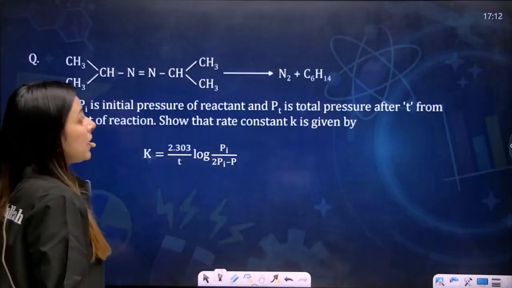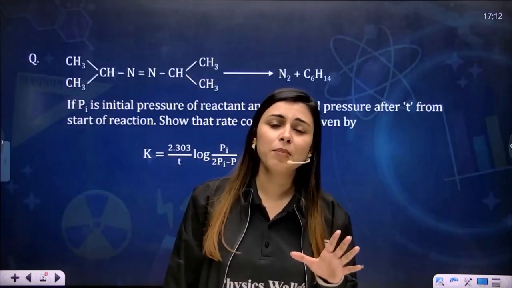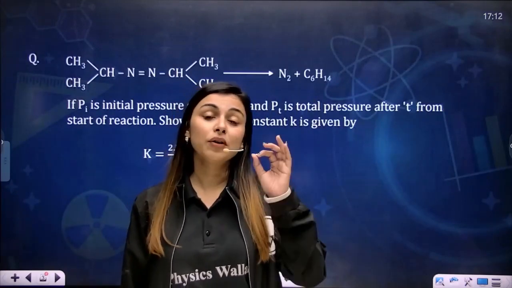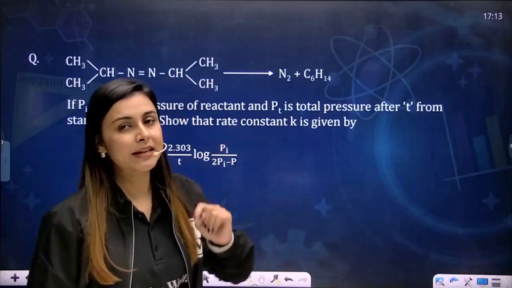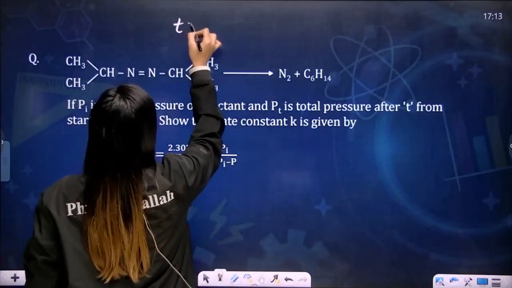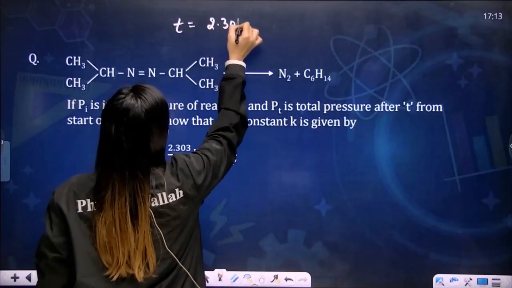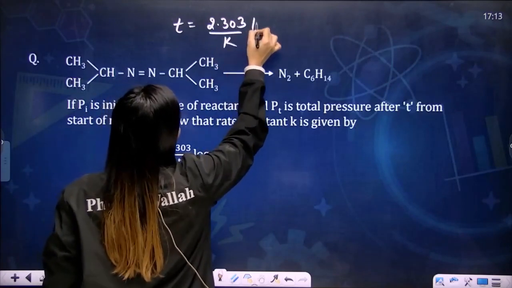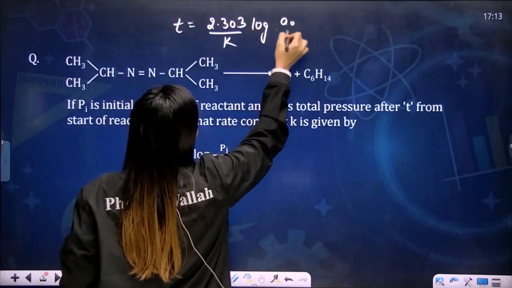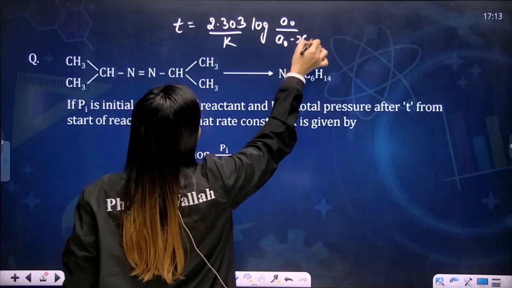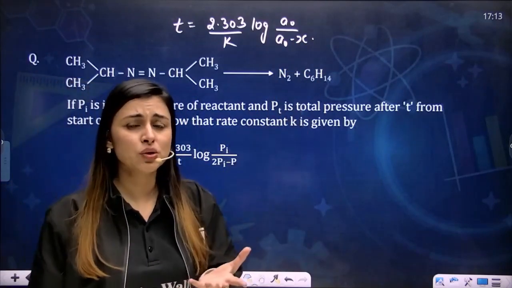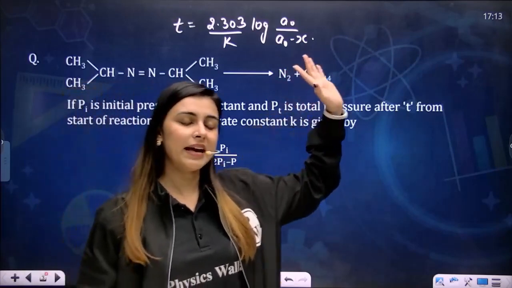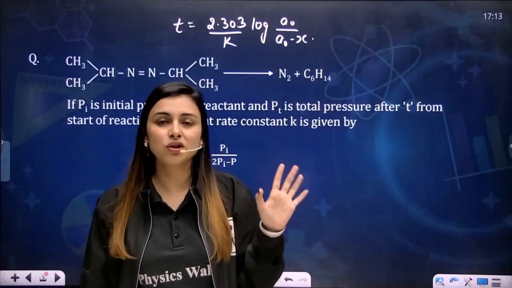Before that, I hope all of you remember the integrated rate law for a first order reaction. What was the integrated rate law for a first order reaction? Just let me tell you. The time t is equal to 2.303 upon k log a naught upon a naught minus x. I hope all of you remember this particular part, right? Yes. So now my question to you is, we know this rate law. I am very clear with this rate law. I don't have any issues with this.